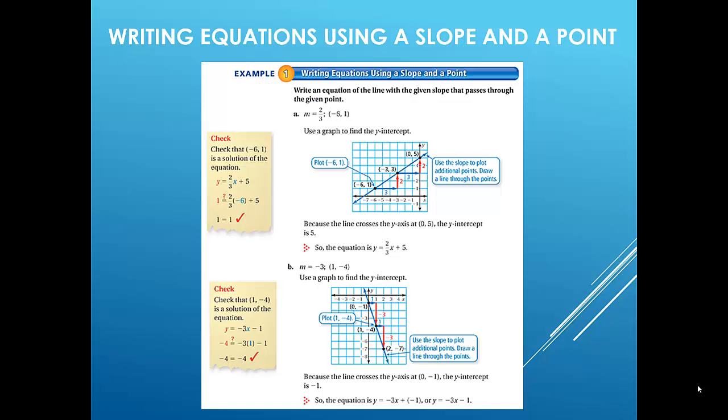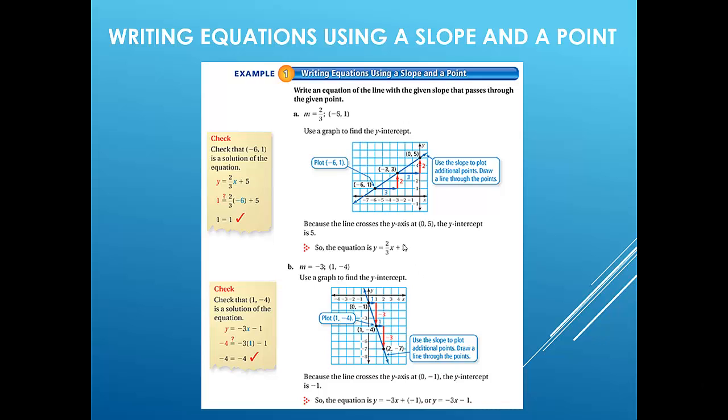For our first example, we're writing equations using a slope and a point. We're going to write an equation of the line with a given slope that passes through the given point. For A, m equals 2/3. Remember that our slope is m, and our point that we're using is (-6, 1). We're going to use a graph to find the y-intercept.